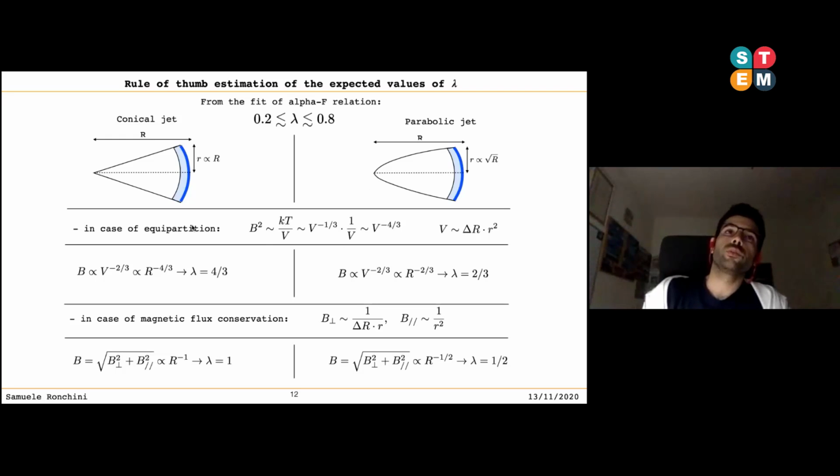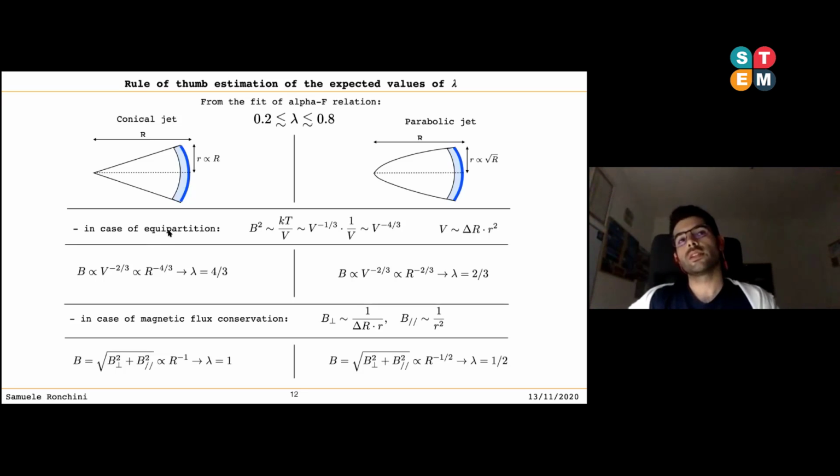And we also computed the evolution of B for two ideal cases. One is the case of equipartition, which means that the magnetic field follows the evolution of the energy density of particles, which is given by adiabatic cooling.